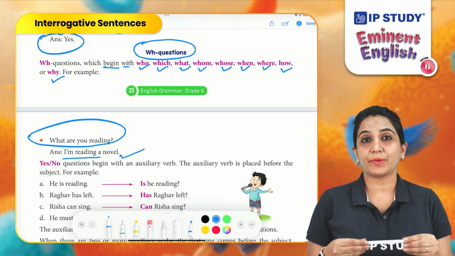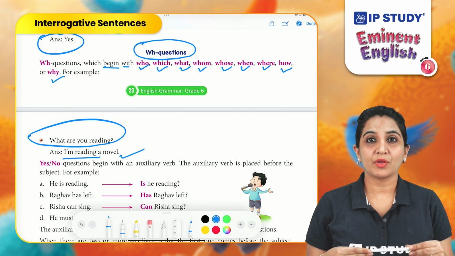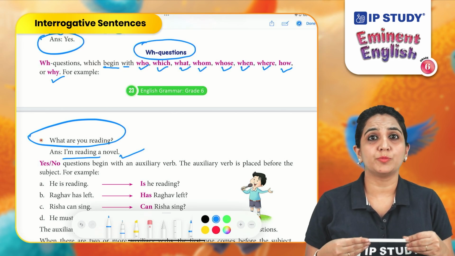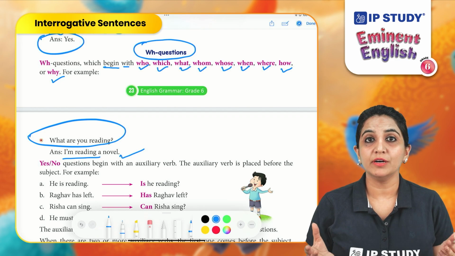So all of these questions are WH questions. What is your name? Where is your house? Whose book is this? All of these are WH questions.